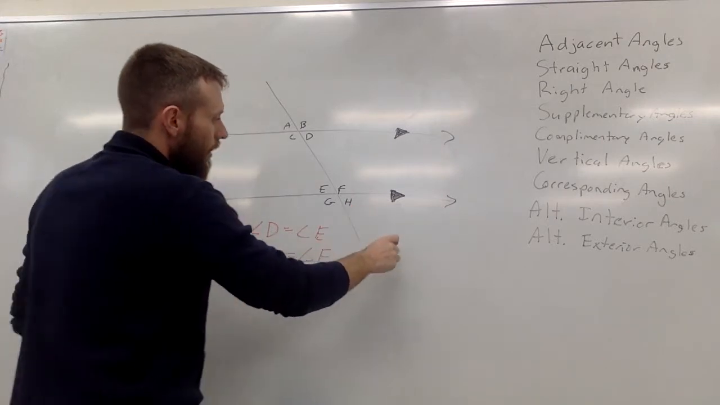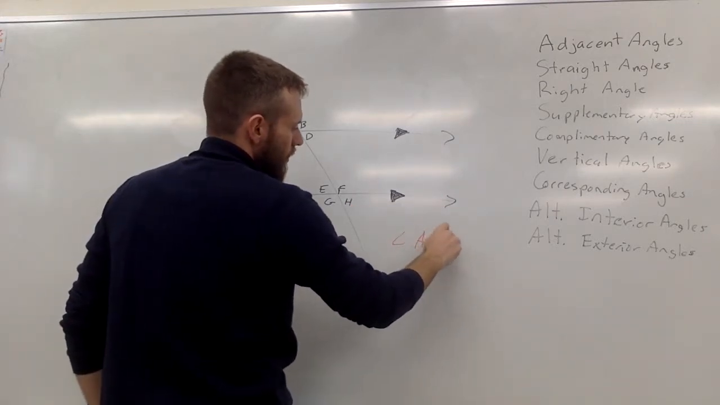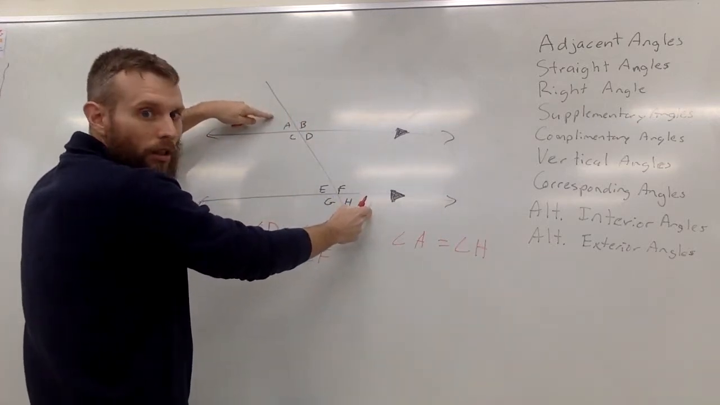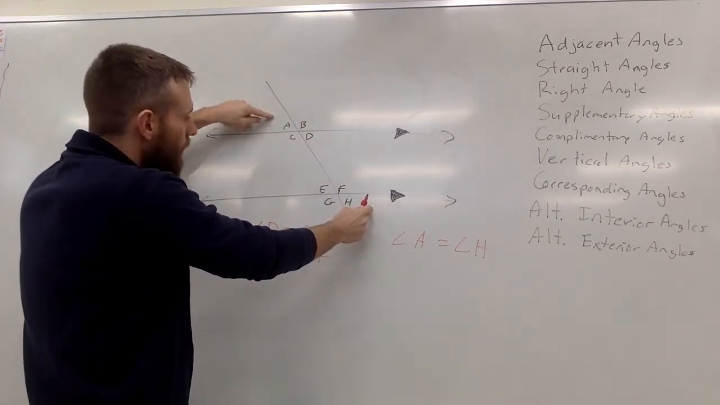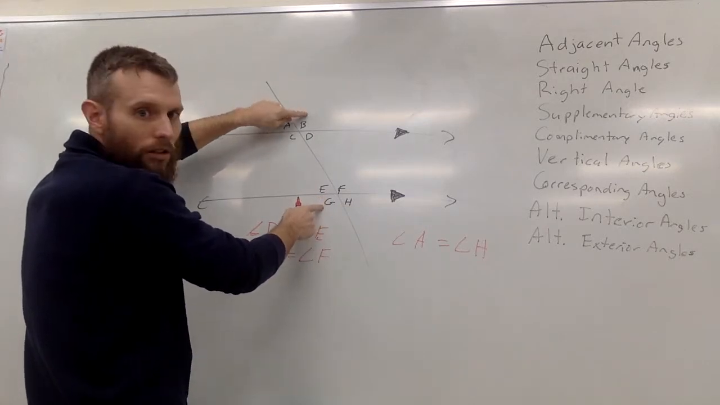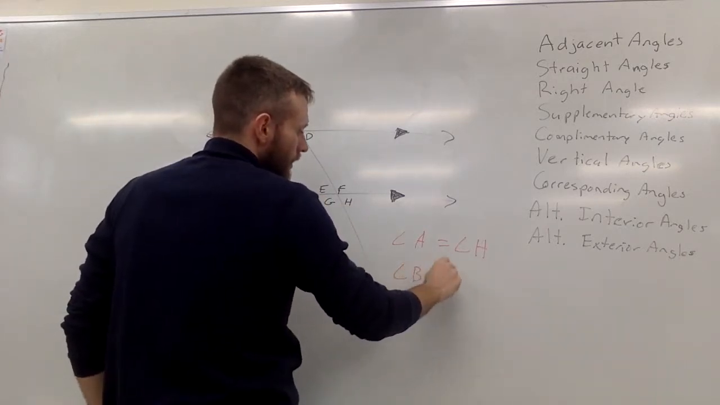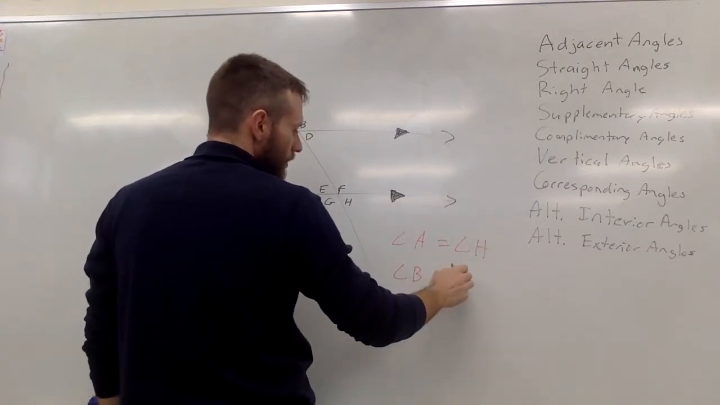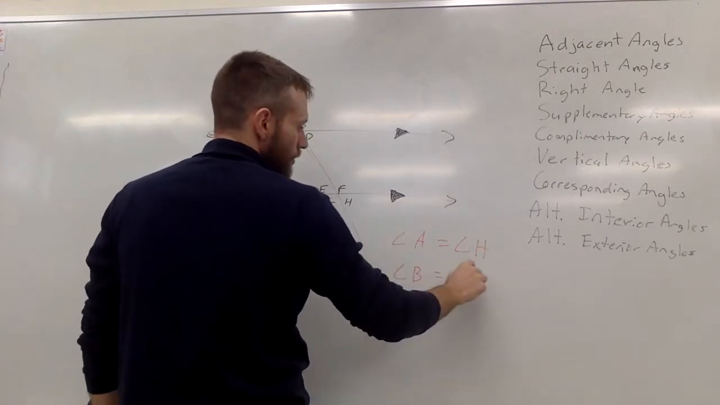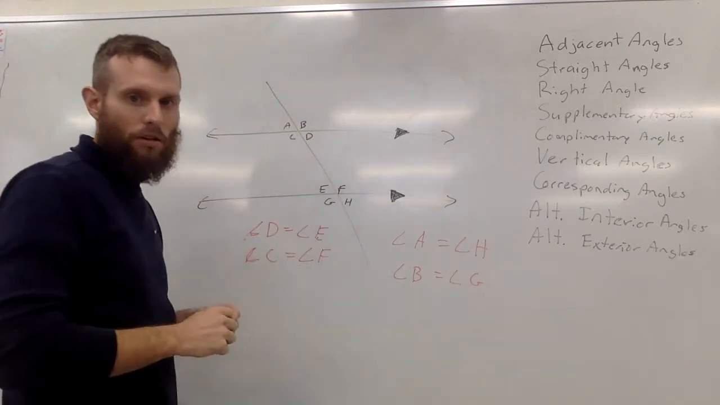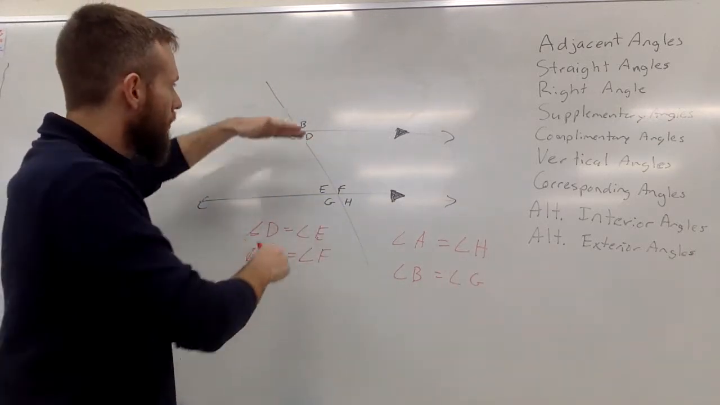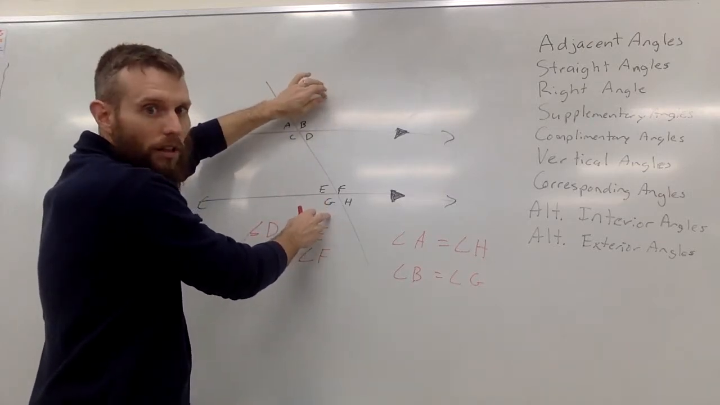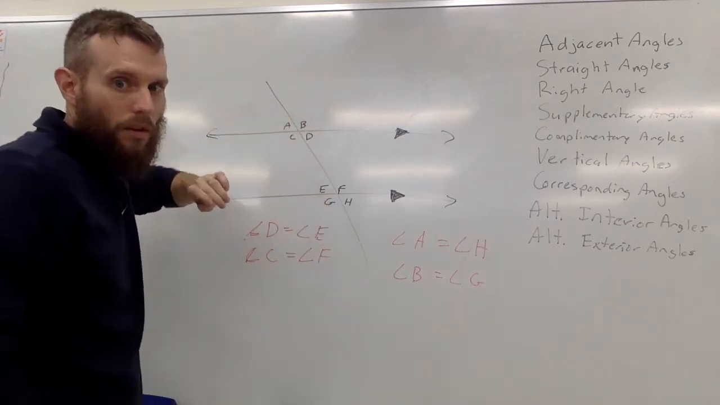So angle A and angle H are alternate exterior angles. And same with B and G. Angle B is equal, or congruent, which is another way of saying equal, to angle G by alternate exterior angles. They're on the outside of the parallel lines, and they're on the opposite side of the line that cuts through that.